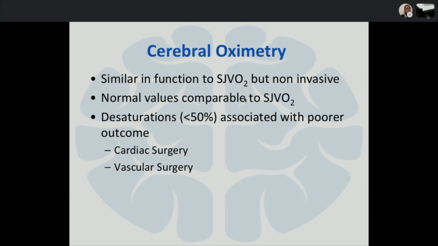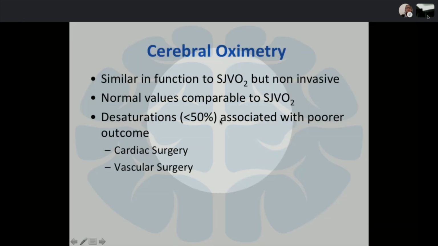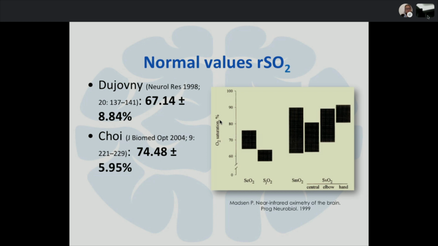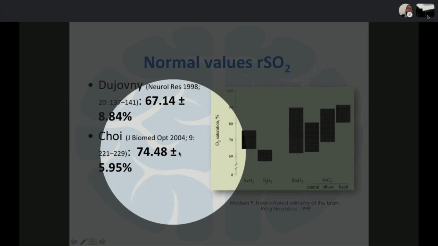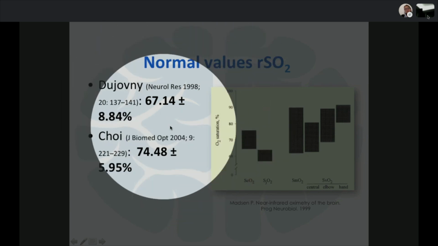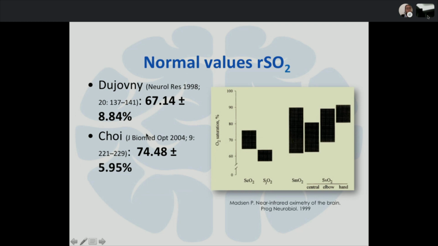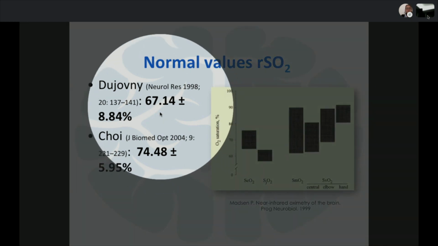Again, exactly like for the SJVO2 and the PbO2, episodes of desaturation below 50% are associated with poor outcome. And this has been studied especially in patients with brain injury. The normal values are above 55%, but in healthy volunteers, there are two studies. One was performed in 1998, and the mean value was around 67.